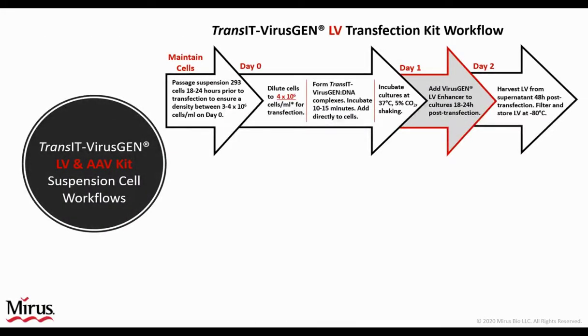Based on the data we just covered for DNA and cell density at transfection, this slide depicts the final LV and AAV workflows. For the VirusGEN LV kit, the day before transfection, cells should be split to ensure that they are rapidly dividing at the time of transfection. On the day of transfection, dilute cells to 4 million cells per mL, form transfection complexes per the protocol by combining 1 microgram of total DNA and 3 microliters of TransIT-VirusGEN per 1 mL of culture. Incubate for 15 minutes, add complexes to the cells, and place cultures at 37 degrees, shaking overnight.